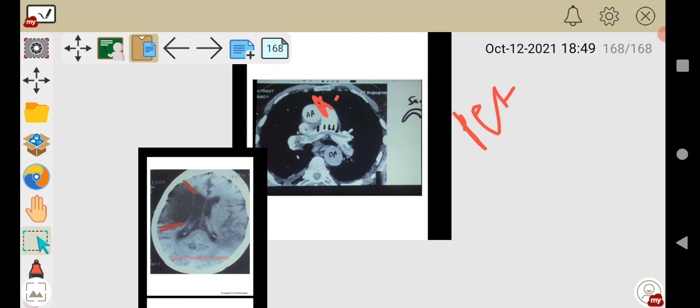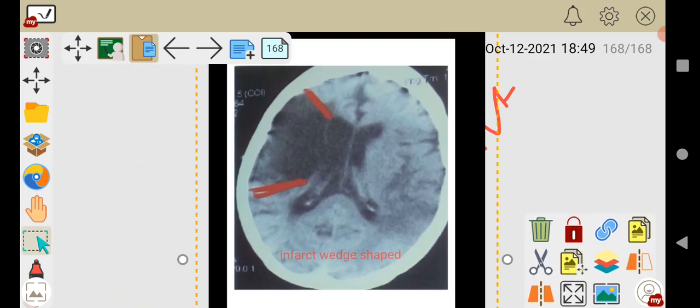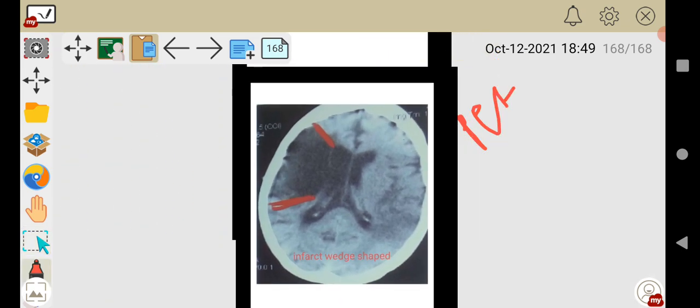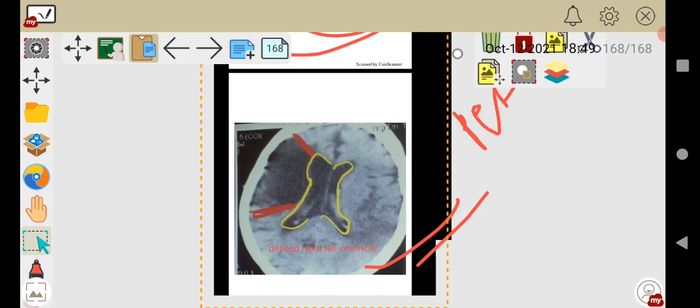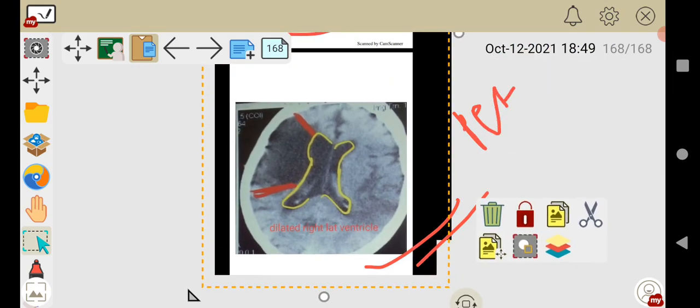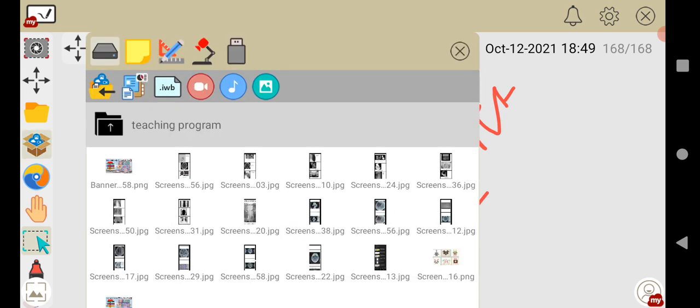Okay, so this one is the infarct, which I discussed in my last slide, that there will be loss of gray-white differentiation, a wedge-shaped infarct with a mass effect. This is that infarct, wedge shaped, right? I showed you in the last slide as well. And yeah, the ventricles are also dilated, as you can see. All the topics have been discussed already, nothing new.